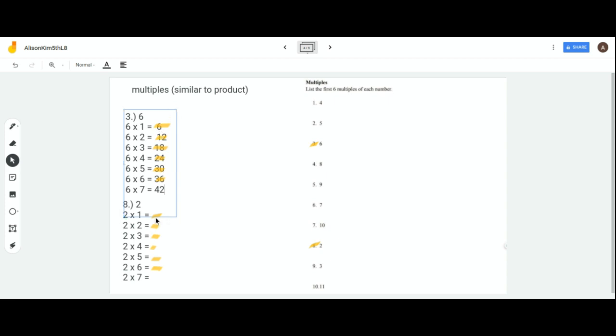Now let's do number 8. Number 8 is multiples of 2. So 2 times 1 equals 2. 2 times 2 equals 4. 2 times 3 equals 6. 2 times 4 equals 8. 2 times 5 equals 10. 2 times 6 equals 12. And optional 2 times 7 is 14. Okay? So only the highlighted ones you have to put if you want. But if you want, you could do up to 7.